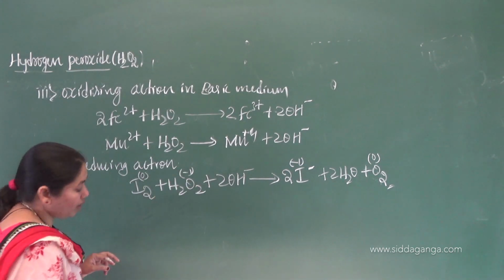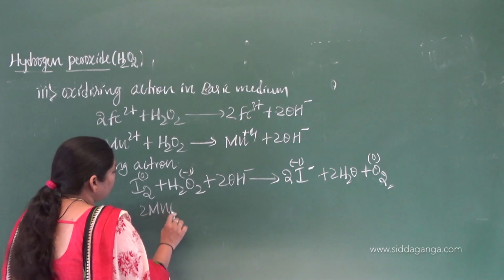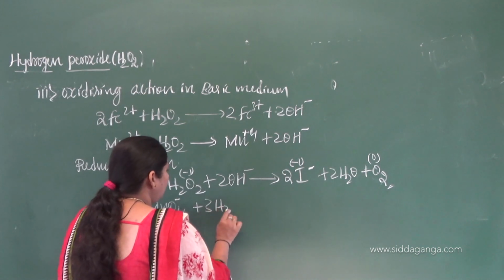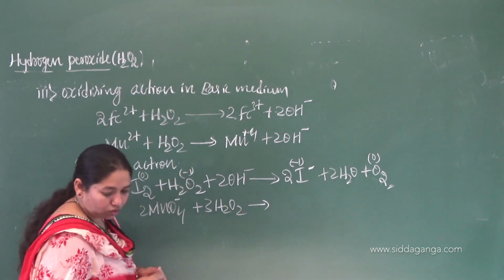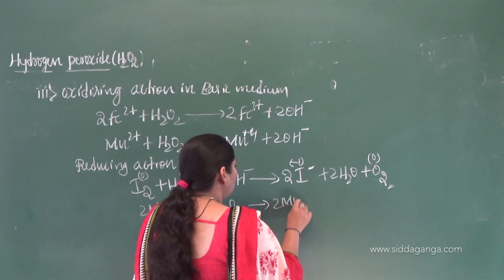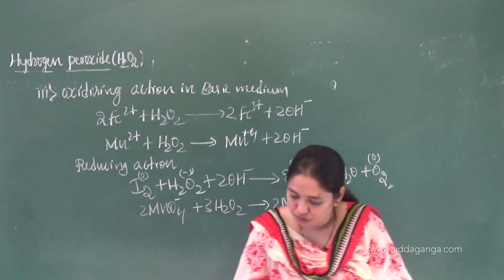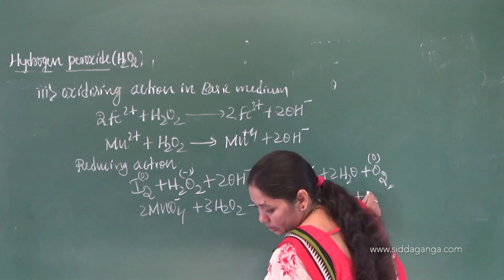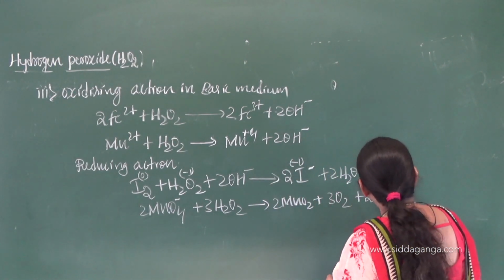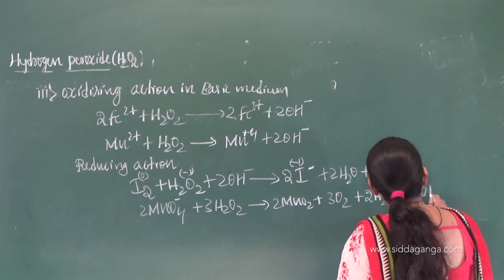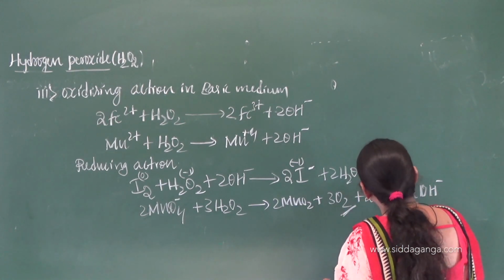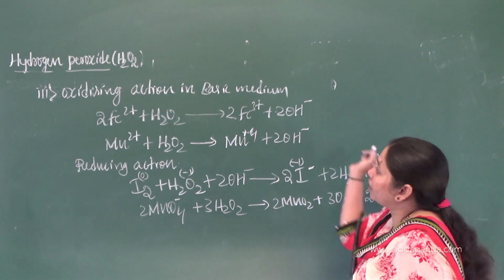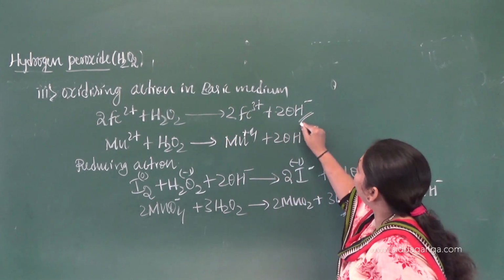So one more example they have given with reference to this permanganate only. If you take this hydrogen peroxide H2O2, what products are you going to get? 2MnO2 plus 3O2 plus 2H2O plus 2OH minus. Look at this product. In case of reducing action, you are going to get oxygen. In case of oxidizing action, you are going to get water.